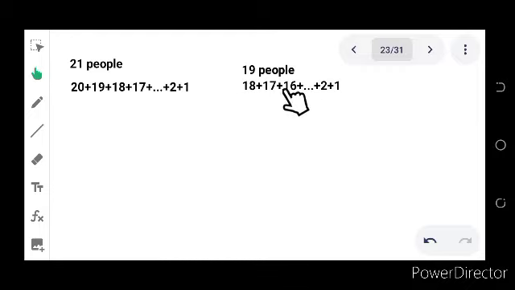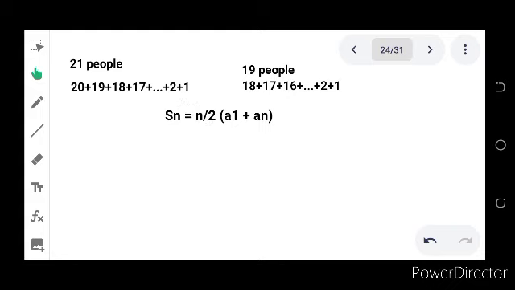Now, as you notice, in both solutions, we have an arithmetic series with a common difference of 1. Now, we are asked to find the sum, so we use the formula for the sum of an arithmetic series, that is n over 2 times a sub 1 plus a sub n, because we have the first term and we have the last term.